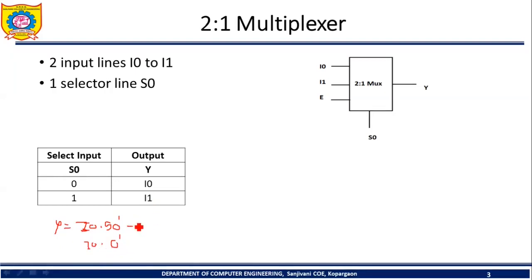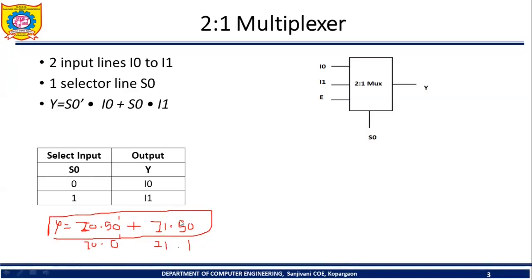Now, or the output is I1. This table says that the output is I1 whenever S0 is 1. So S0 is 1, and that's why here I will directly take S0. So this will be the logical expression for output Y. The same expression is written here for output Y.